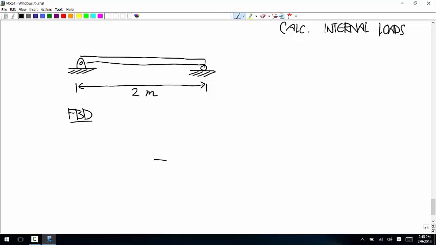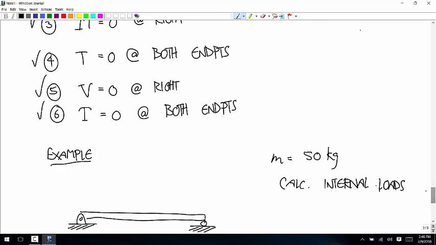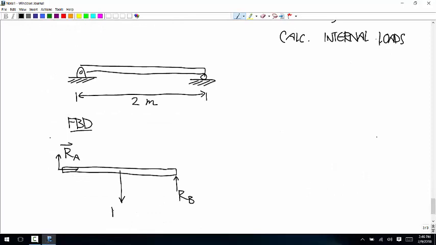A free body diagram, there's the beam. And you have an unknown force vector on the left, call that RA. And then from the roller, you just have an upward force, call that RB. And then the weight force, we can treat as a point force acting at the center of mass. So that's 50 times 9.81, so 490.5.